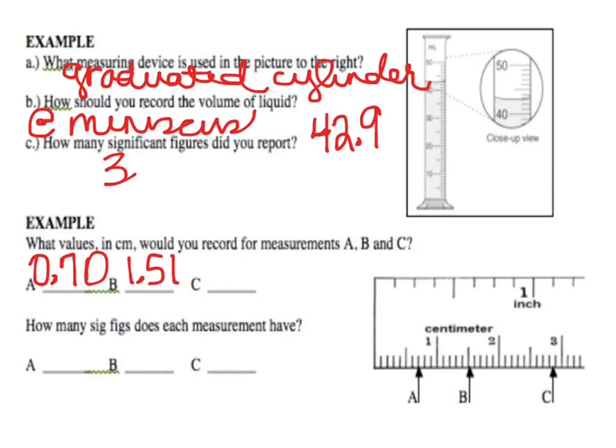1.51. We know it's 1.5, but we don't know what that is after it. And she says it's a 1, and that's fine. And Jaden, what would you say about C? 2.89.